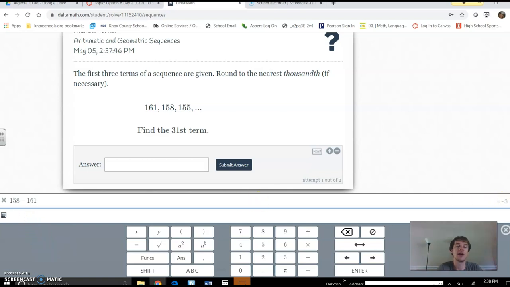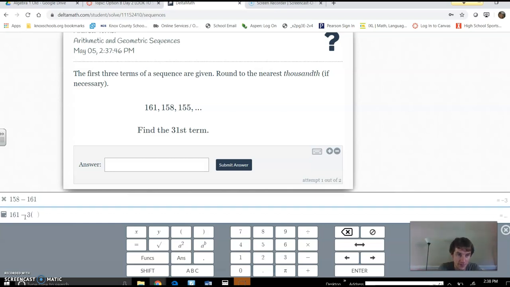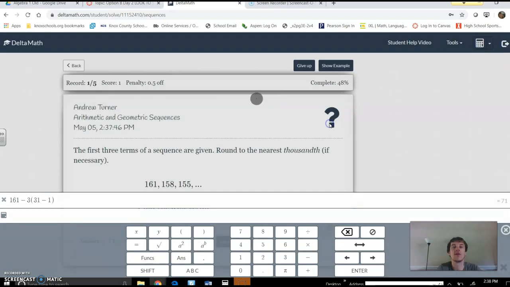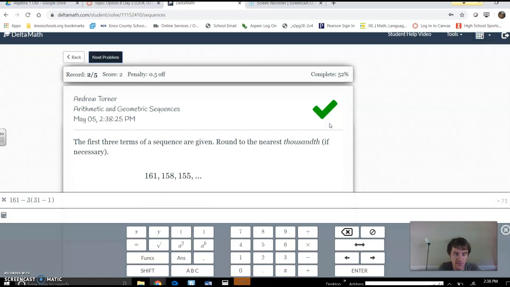So then you can say, okay, well, the formula is the first number, the common difference is -3, and I'm looking for the 31st number. So let's do n-1, but plug in 31 for n, and that gives me 71. So that takes me straight to that final term.